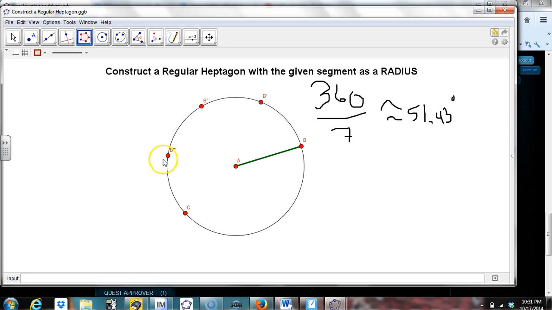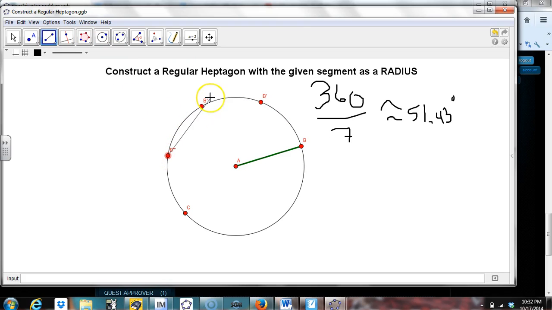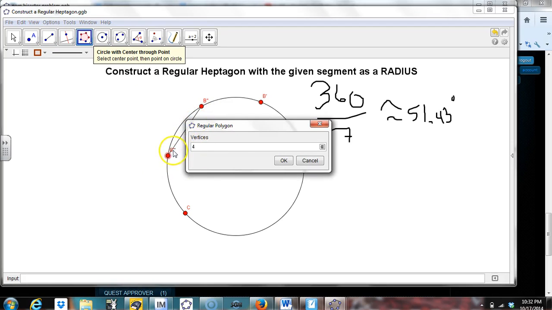Direction matters in the way that we click, but we're going to click on two points that are going to make the side of our regular heptagon. So it'd be kind of like this. I'm going to grab my segment tool. This is a side of our heptagon. So I'm going to grab my regular polygon tool, and I'm going to click on one point and then the other point. So I'm measuring to GeoGebra. This is the side length.